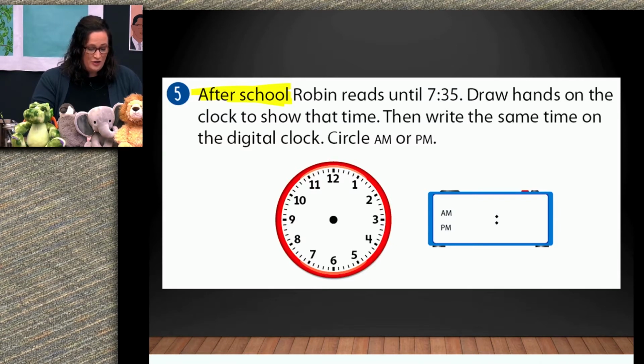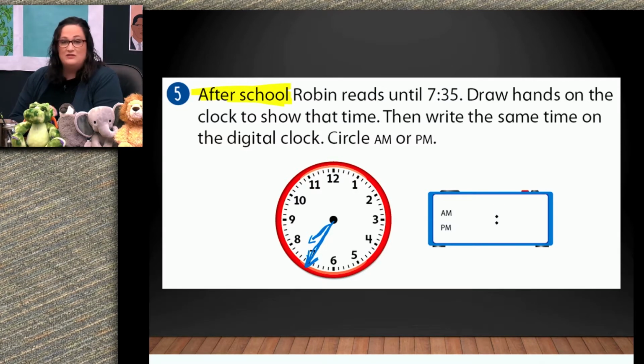So it's 7:35. Actually, I'll just draw it straight on here, Mr. Kevin. I can just do that. So my hour hand is going to be after the 7, but not to the 8. Almost halfway, a little past halfway. And my minute hand's going to be on the 7 because that's 35. So that's what my clock should look like. Now, digital clock, did you write it yet?